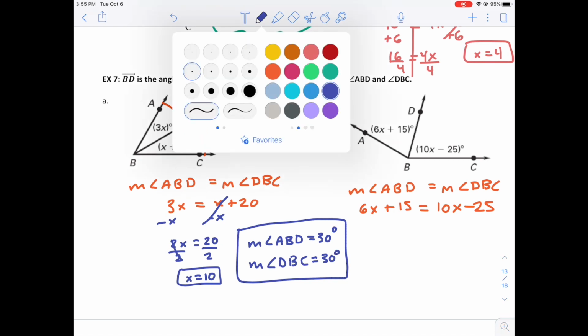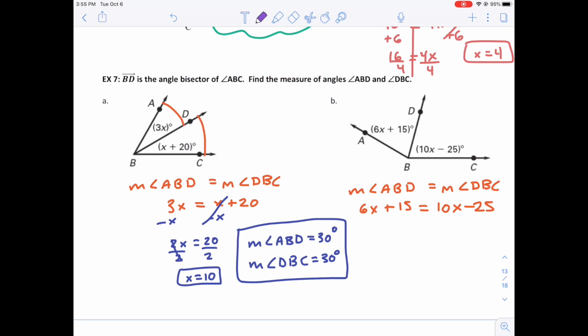And then on the second one, I'm going to solve for x as well and then do the same thing. So move all your x's to one side. I'm going to subtract 6x from both sides. So I get 15 equals 4x minus 25. Then I can add 25 to both sides. I get that 4x equals 40. Divide both sides by 4. I get that x equals 10.